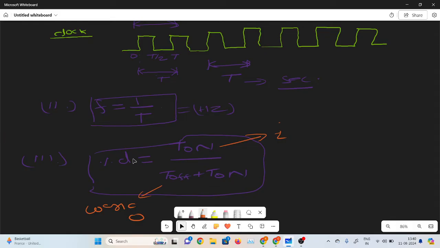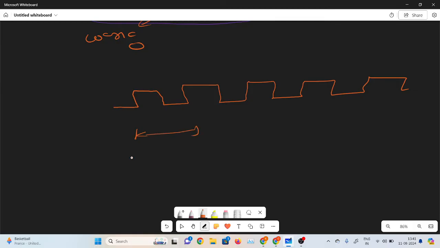Suppose we have a pulse like this. This pulse repeats itself after some time, that is called the time period. So this is the time period of that. And this is logic 1, and this is logic 0, logic 1, logic 0.